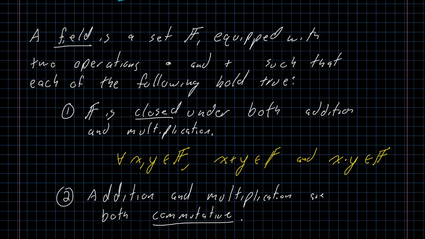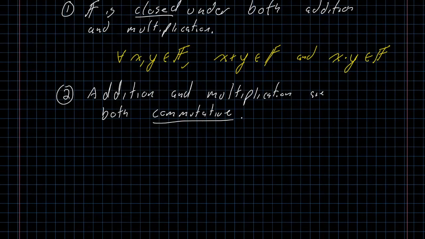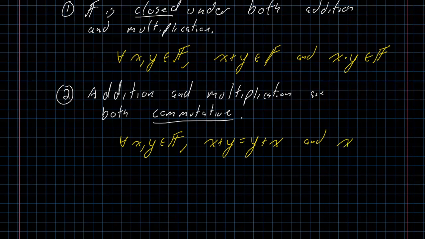Addition and multiplication are both commutative. Like I said, these should all be things you're familiar with. So for any two elements, x and y, in that field, x plus y has to be equal to y plus x, and x times y has to be equal to y times x. That's the commutative property.